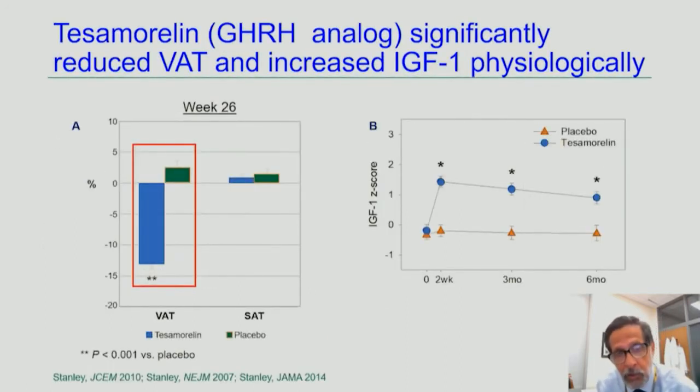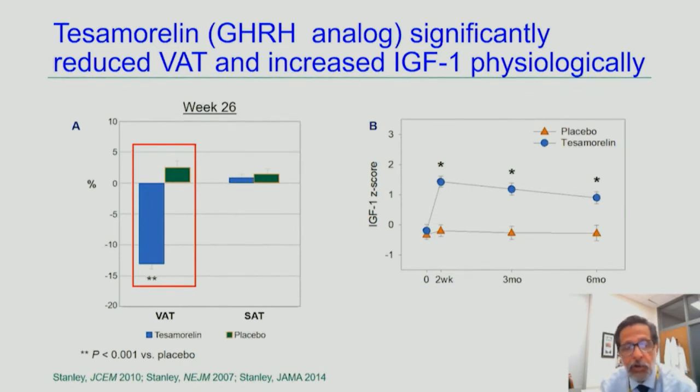Another very important pituitary-related hormone is growth hormone releasing hormone, which modulates the functions of growth hormone and leads to modulation of somatomedins, which are involved in the regulation of the visceral adipose tissue. And what you see here is that IGF-1, which is a biomarker of somatomedin activity, basically is flat in these patients, and with injection of a growth hormone releasing hormone analog, tesamorelin, it goes up. And this is a study that was done in HIV-induced fatty liver disease.